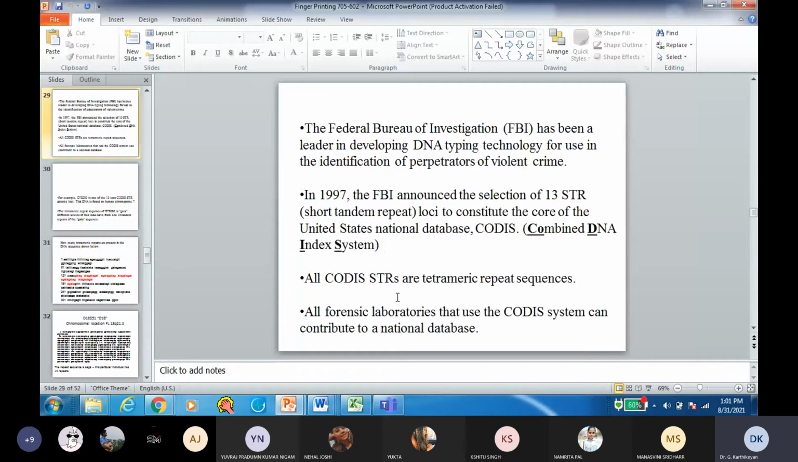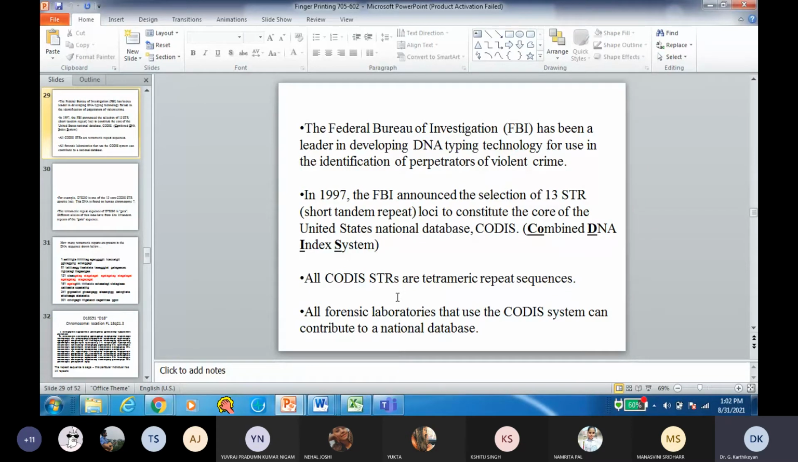Okay, so the FBI has been a leader in developing DNA typing technology for use in the identification of criminal or violent people. In 1997, way back, the FBI announced the selection of 13 short tandem repeats to constitute the core of the United States national database called CODIS, or Combined DNA Index System. Okay, all CODIS STRs are actually tetrameric repeat sequences, and all forensic laboratories that use this CODIS system can contribute to the national database. Okay, there are 50 different states in the US, and all of them have the option either to contribute to the national database or keep it to themselves. Okay, we'll not worry about that.